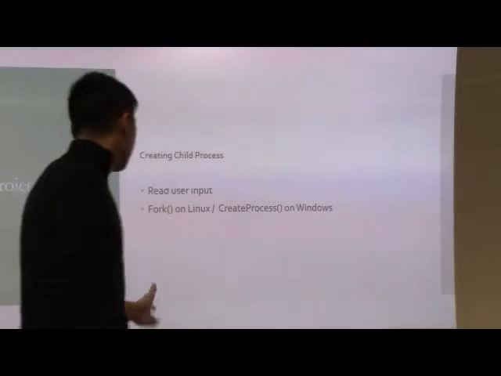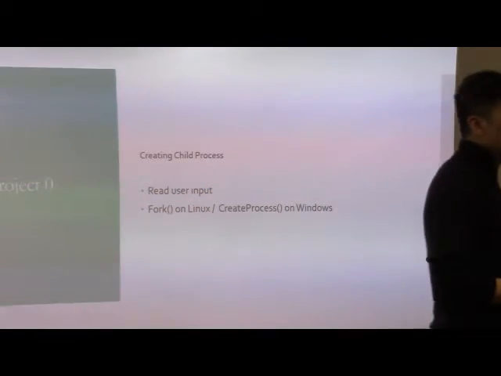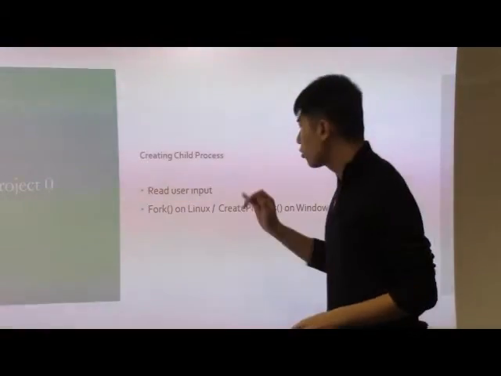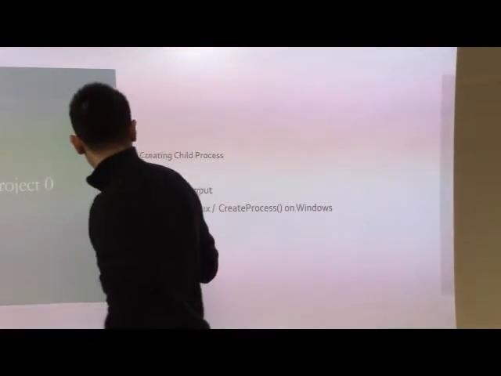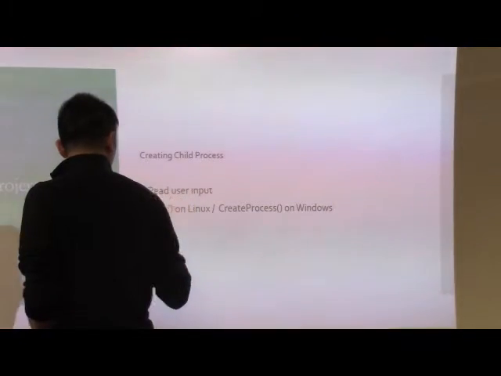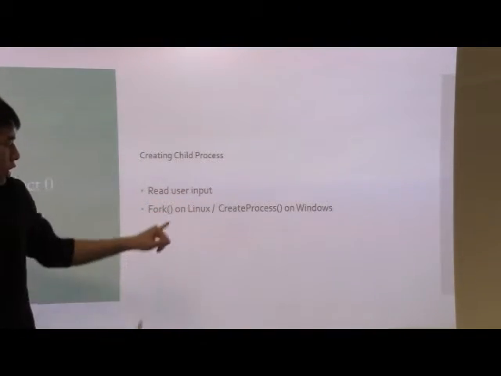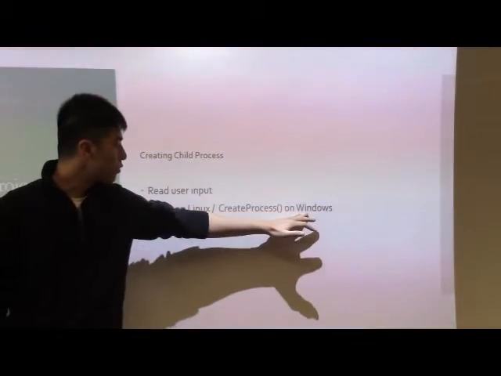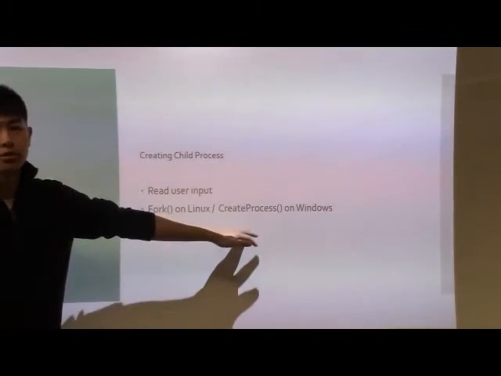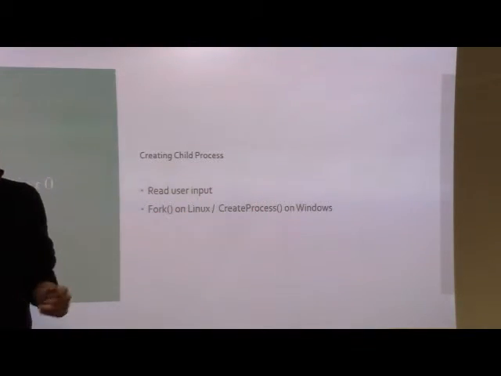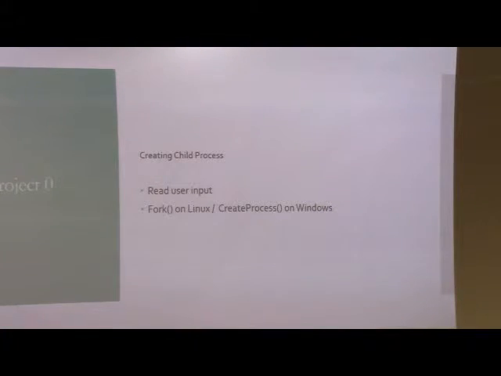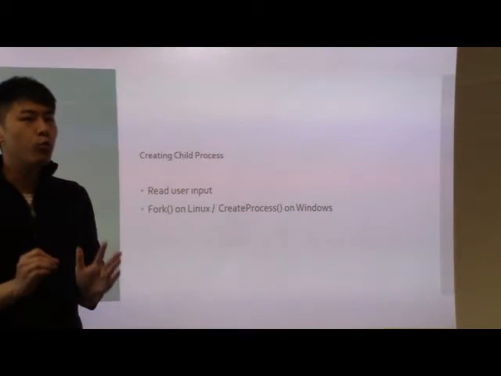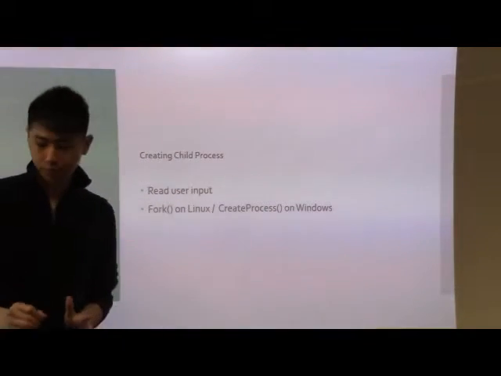For creating, first you need to read the user input. After you read it, create the same number of child processes. In Linux, we usually use fork, and in Windows, we usually use CreateProcess. If you want to create a process in Windows, you have to use windows.h as the header file.